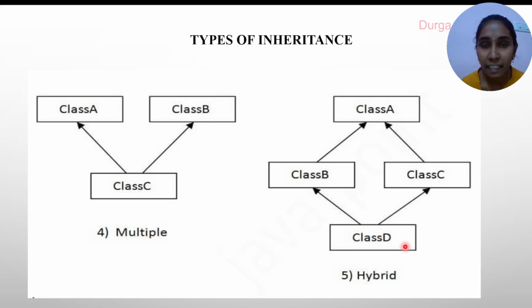Next one is hybrid inheritance. Hybrid inheritance is nothing but a combination of any two inheritances, whether single inheritance and multiple inheritance, or single inheritance and multi-level inheritance, or single inheritance and hierarchical inheritance. If you observe, this is hierarchical inheritance, and this is multiple inheritance. So if you combine two inheritances, that is nothing but hybrid inheritance. I will discuss all these types in the coming videos with examples.